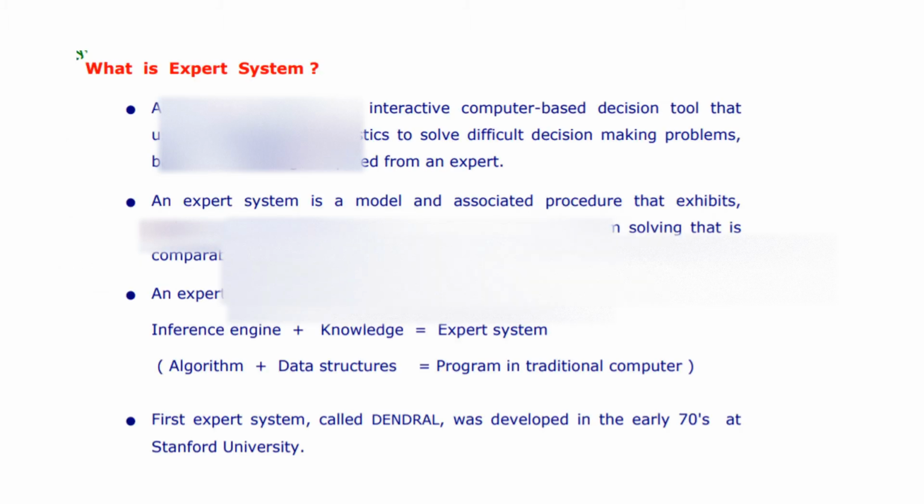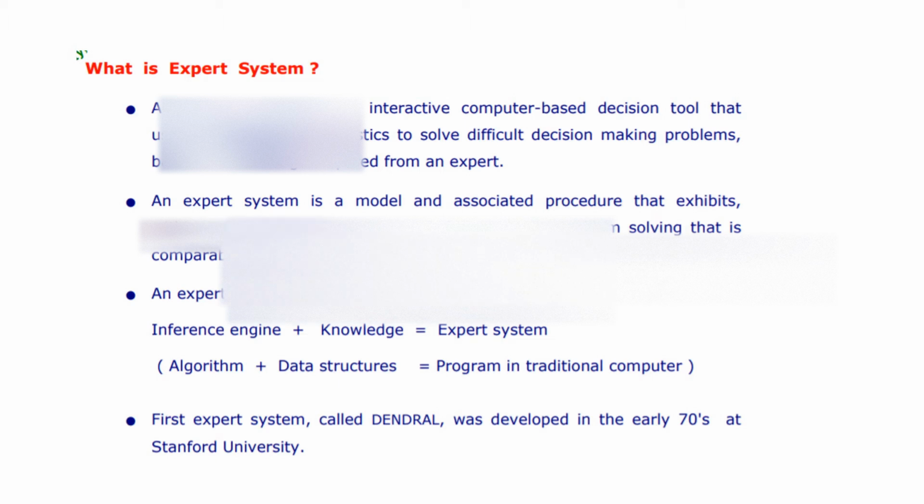Okay, so coming to what is an expert system. Expert system is one of the applications of artificial intelligence, or we can say that an expert system is an interactive computer based decision tool that makes use of the facts and certain rules that are in the knowledge base in order to solve some problems.